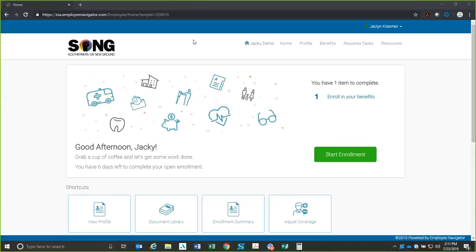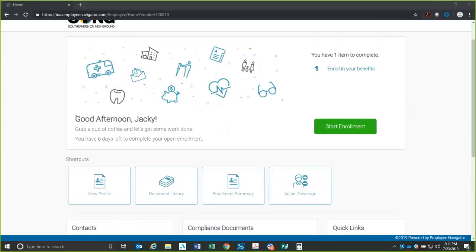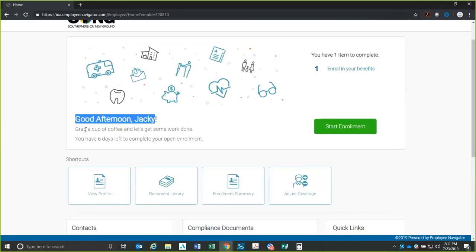Here we go. Now that I've registered and I've logged in, this is how my home screen will look, and yours will look very similar as well. Up here at the top, we've got our little song logo, and anytime you're lost in the system, you can click on it and come right back to the same home page. The welcome message says, "Good afternoon, Jackie. Let's grab a cup of coffee and get some work done." So since we're going to be starting our enrollment, this is what we'll be doing today.